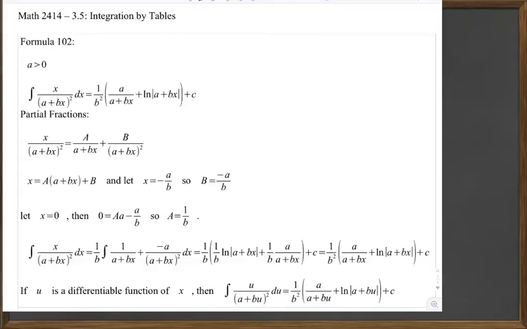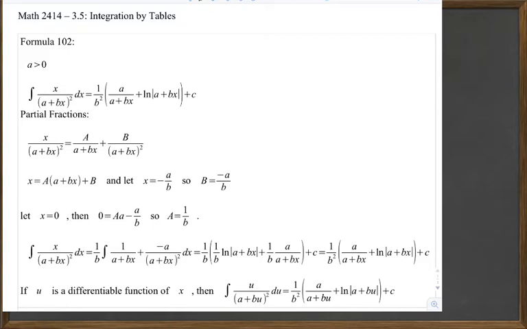All right, in this video we're going to look at section 3.5. This is integration by tables. In most calculus books, including ours, there is a table full of integrals. And there used to be, back in the day, books published just full of different integrals.